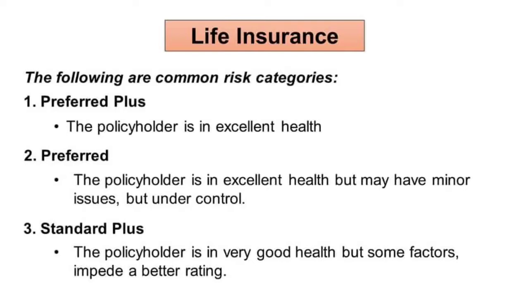Next category is the standard plus. The policyholder is in very good health, but some factors impede a better rating. A few outliers to keep an eye on are the height to weight ratio, which doesn't fall into the insurer's range for preferred classification. Your family history is good, so you shouldn't have any surprises in your future.